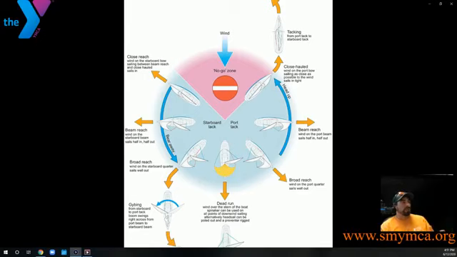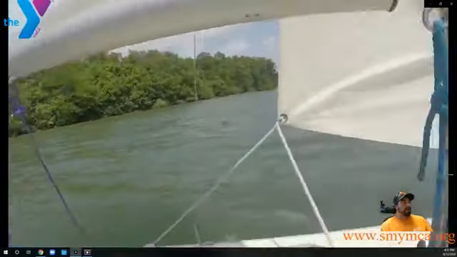Our close reach, and that's also on the starboard side, on the right hand side.